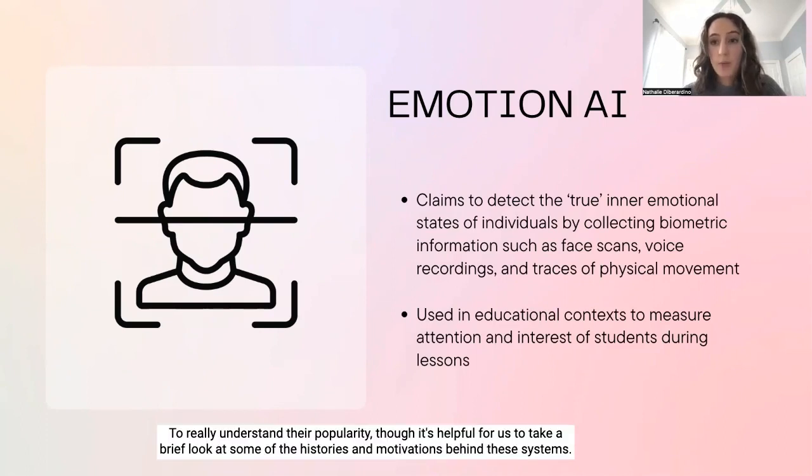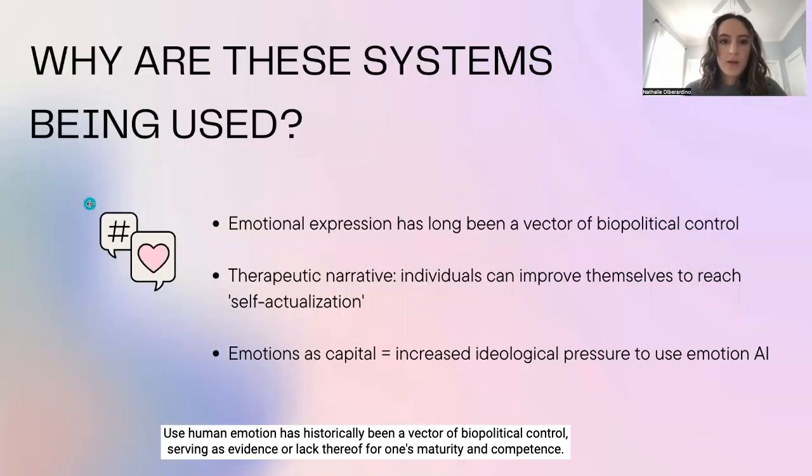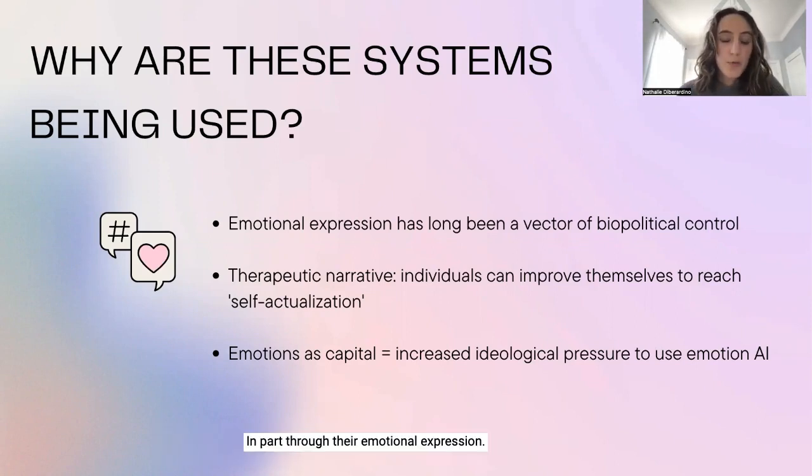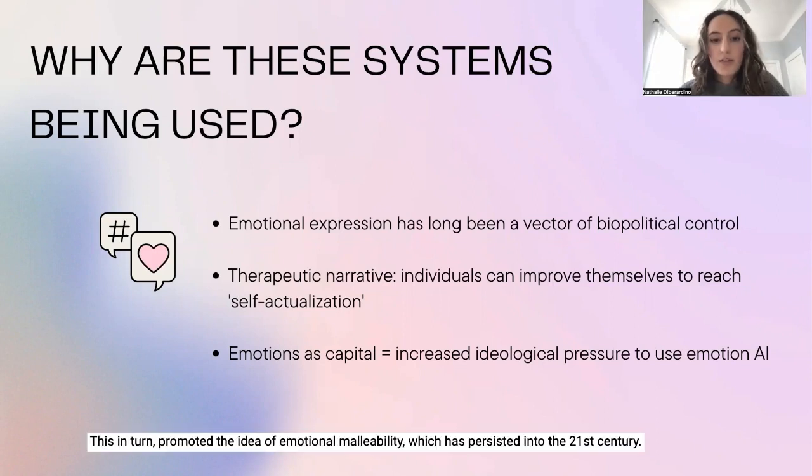To really understand their popularity, though, it's helpful for us to take a brief look at some of the histories and motivations behind these systems' use. Human emotion has historically been a vector of biopolitical control, serving as evidence or lack thereof for one's maturity and competence. The increasingly popular therapeutic narrative suggested that individuals can improve themselves to meet their own self-actualization, in part through their emotional expression. This in turn promoted the idea of emotional malleability, which has persisted into the 21st century.